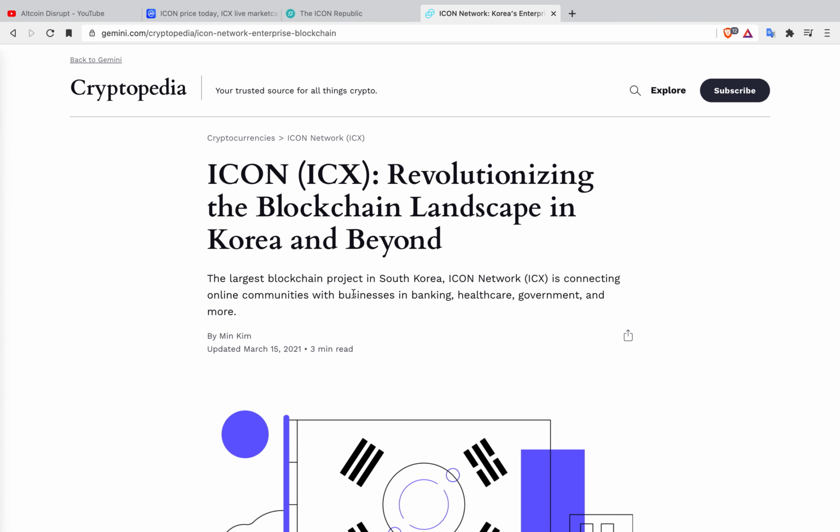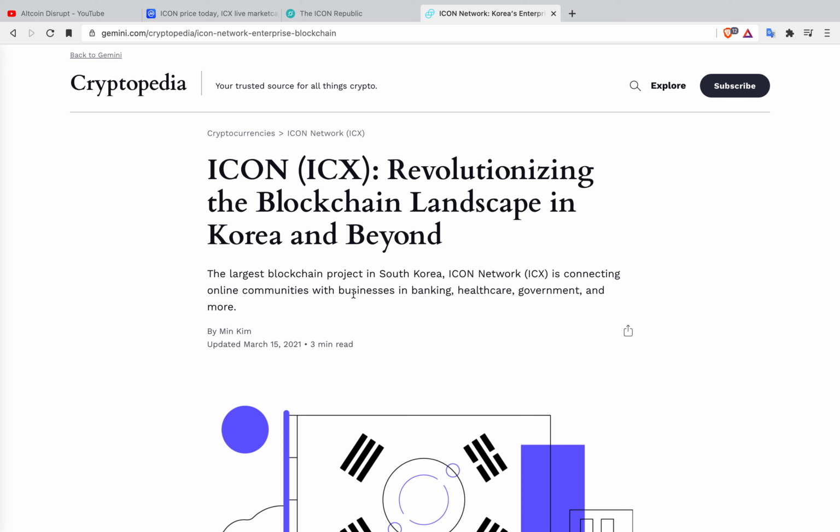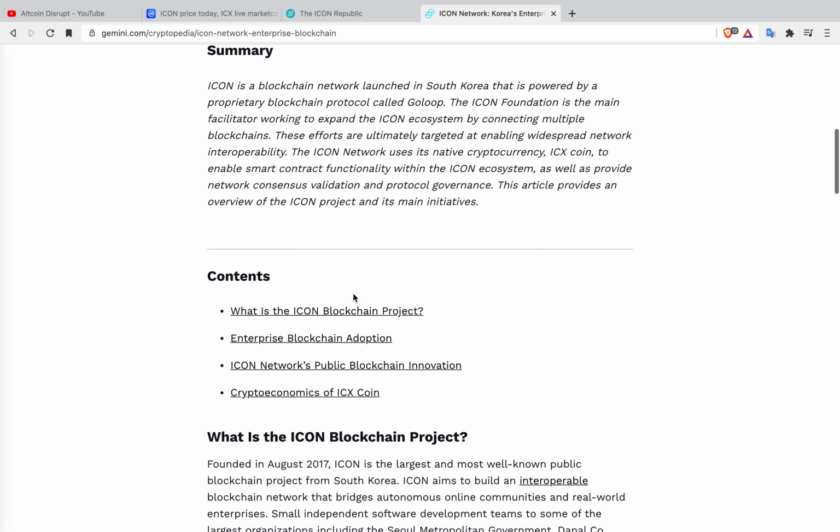So guys, let's just dive into this. What is Icon? Let's just get that out of the way, right? So I did say it's from South Korea, right? Icon Network is connecting online communities with businesses, banking. Guys, this is key. Banking, healthcare, government, and more. They're involved in a lot of things, and I like that to start with.